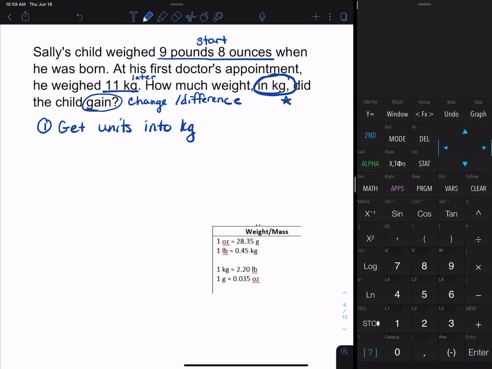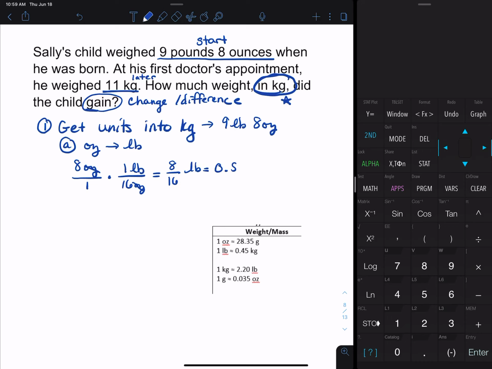So that 11 kilograms, that later measurement, is already there. So the thing that I really need to convert is the 9 pounds, 8 ounces. So the first thing within this step that I'm going to do is convert the ounces to pounds. So I know if I have 8 ounces, I'm in that standard system, and there's 16 ounces in 1 pound, I can do my dimensional analysis to get those ounces to cancel out. I'll end up with 8 over 16 pounds, which is just 0.5 pounds.